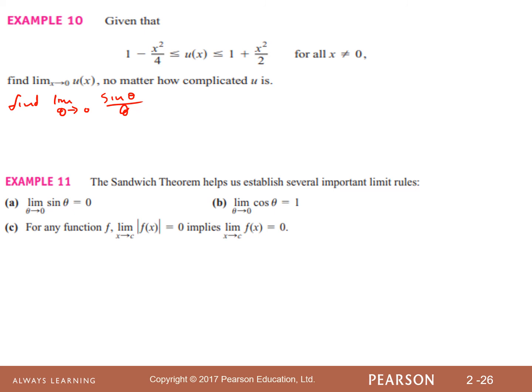Anytime you're given, find the limit, first of all, plug in and see if the denominator is going to create a problem. Will the denominator create a problem here? Yes, because the denominator is going to be equal to 0. We know sine 0 is equal to 0, but the denominator is the problem. So we have to use the sandwich theorem.